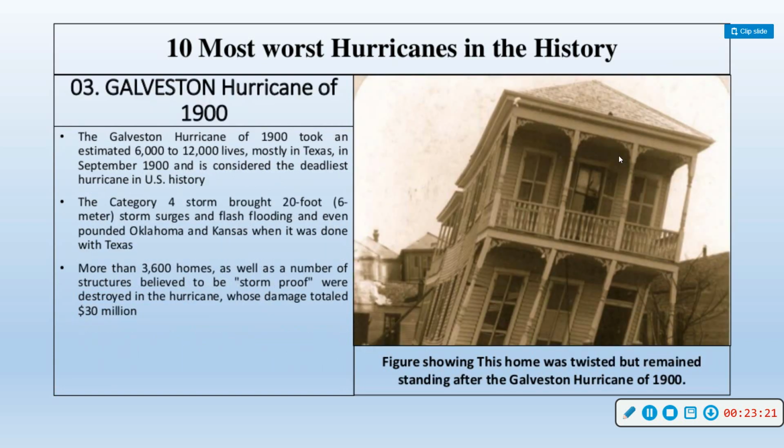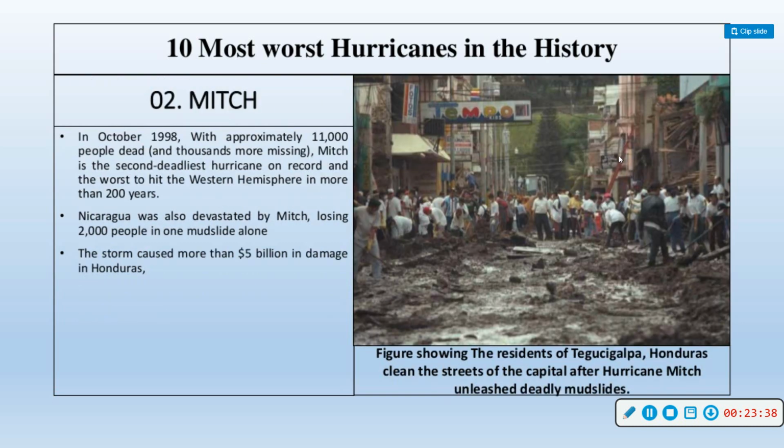Then the Galveston hurricane of 1900. I remember that. It took an estimated 6,000 to 12,000 lives. And it pretty much completely flattened Galveston Island. So then you have Hurricane Mitch in October 1998, which killed approximately 11,000 people. It hit Honduras and Nicaragua, and yeah, it caused a bunch of stuff.